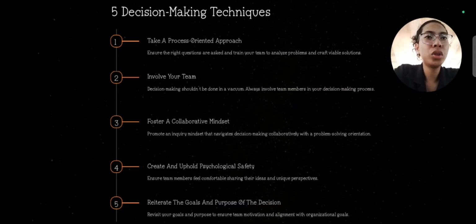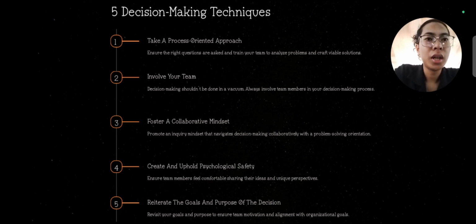5 decision-making techniques. Number 1. Take a process-oriented approach. Ensure the right questions are asked and train your team to analyze problems and craft viable solutions. Number 2. Involve your team. Decision making shouldn't be done in a vacuum. Always involve team members in your decision-making process.